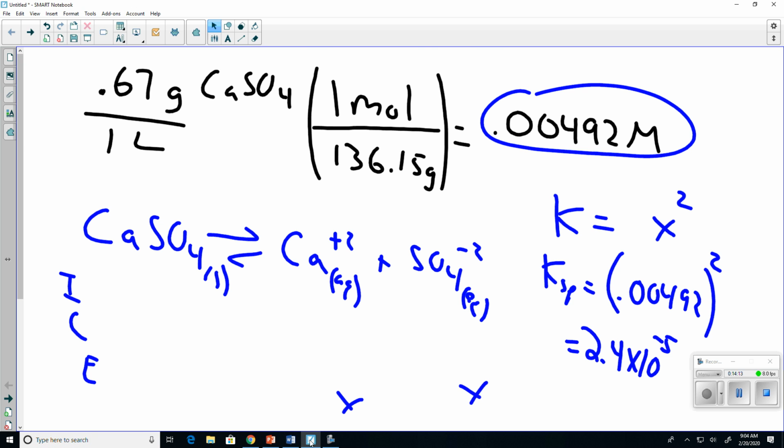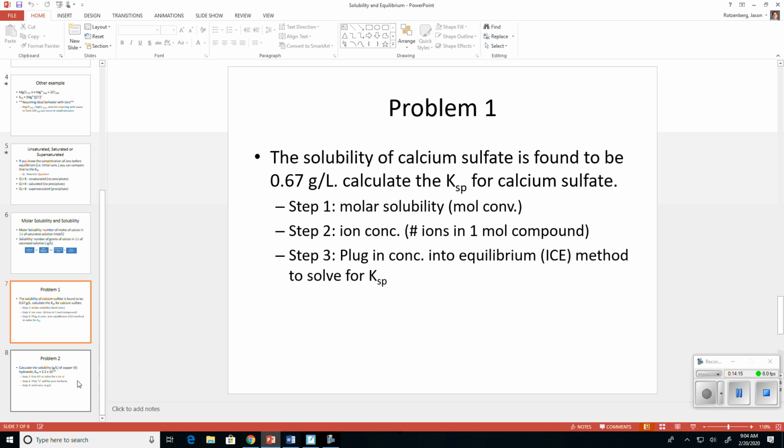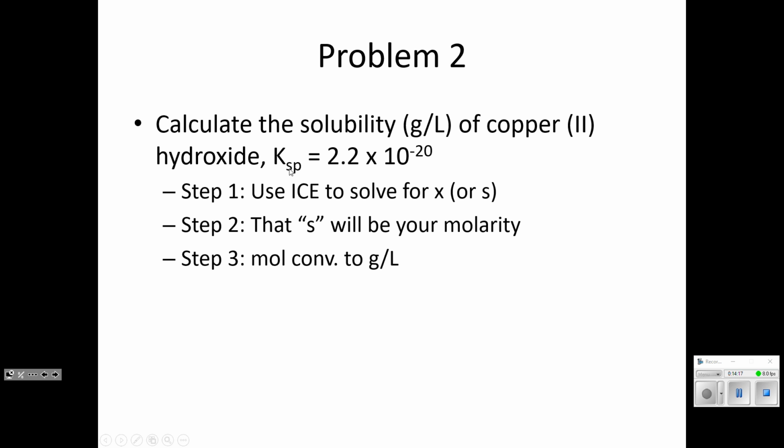The other version I could give you would be you're given a K value, and we want to find either the molar solubility or even the grams per liter, which would be just solubility. So I'll show you this one on the smartboard now as well, copper 2 hydroxide.